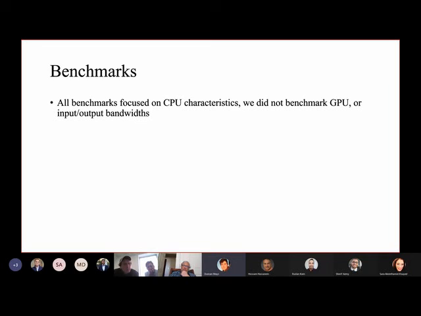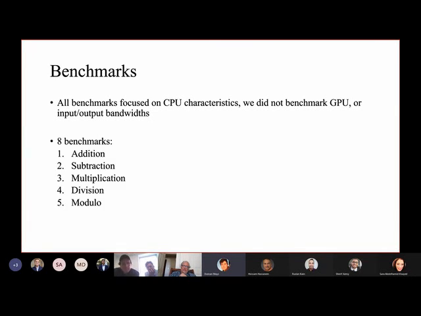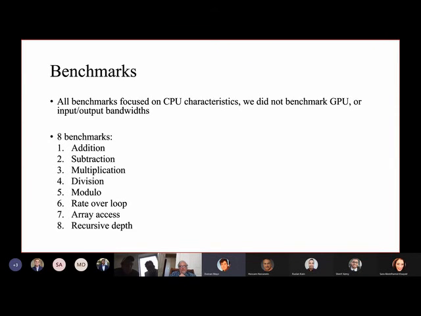All of the benchmarks we've run only focus on CPU characteristics. We did not benchmark GPU characteristics or the input-output bandwidths of a particular worker. And we ran 8 benchmarks total, 5 of which were math-based, that being the addition, subtraction, multiplication, division, and the modulo operation. We also benchmarked the worker's ability to iterate over a loop, the worker's ability to access elements in an array at random, and the worker's ability to recursively call a function.